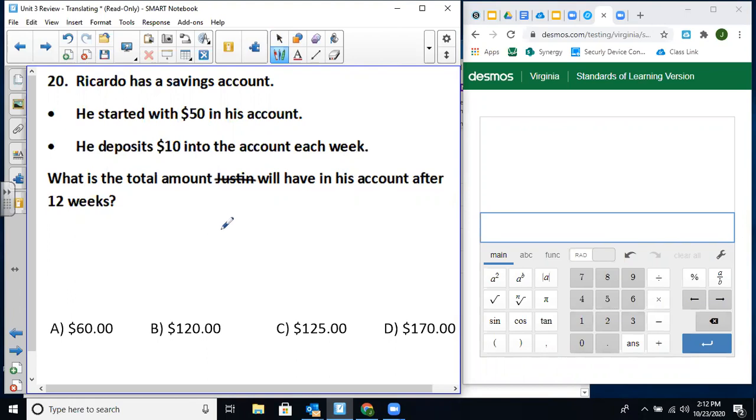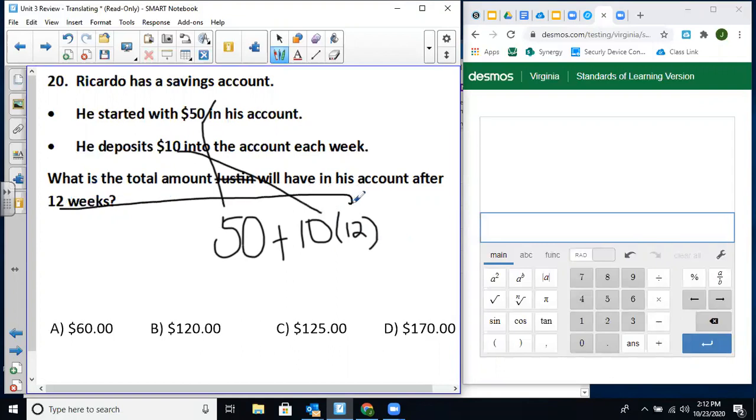Okay, so he already has $50 in his account. But we're going to be adding $10 each week for 12 weeks. So we could multiply that by the 10 to figure out how much he has. So he has his $50 in his account, $10 per week, and we were told that he gets that $10 for 12 weeks. So we can multiply these two together to figure out what he gets. So 50 plus 10 times 12.